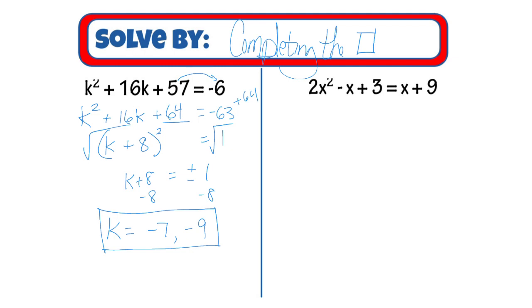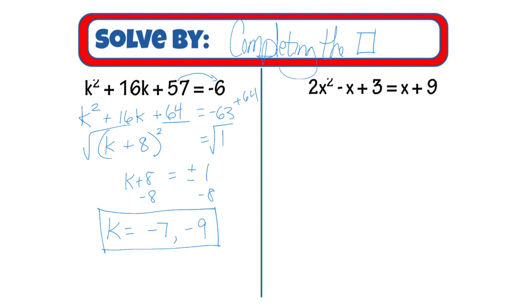Let's go over here on the right. Let's do the same thing, a little bit different because I got a little bit more going on the other side. But more importantly, my bigger concern is this 2 that is in front of the x squared. This needs to be a 1 to be able to complete the square. So let's do some rearranging.